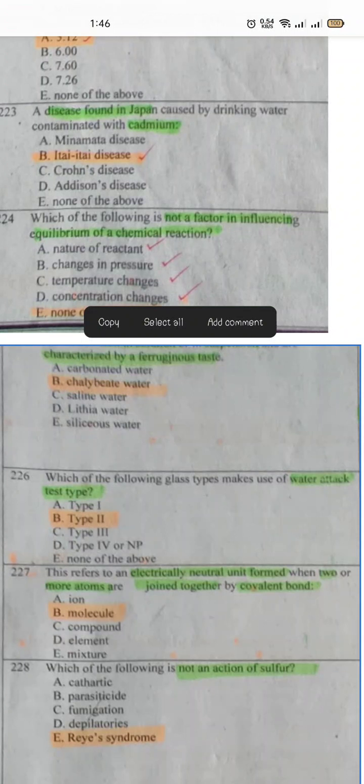Okay. Number 226. Which of the following glass types makes use of water attack test type? That is your type 2 or your soda lime silica with treatment. So, soda lime silica, in the presence of a special treatment in order to increase the hydrolytic resistance of the glass. So, your type 2 makes use of water attack test type.